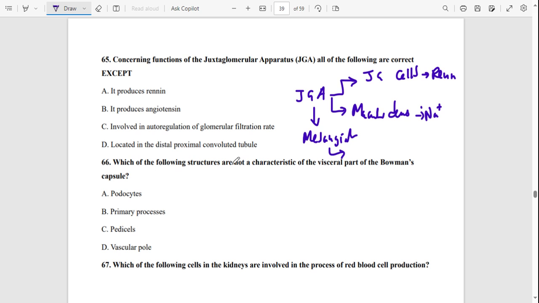So which of the following structures is not a characteristic of the visceral part? Okay, so before this we are on top.